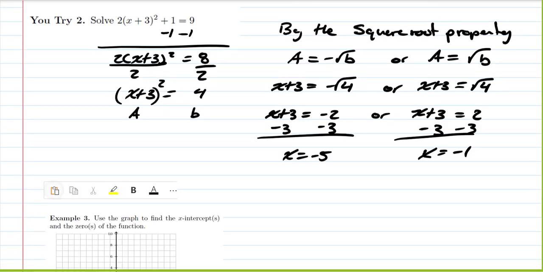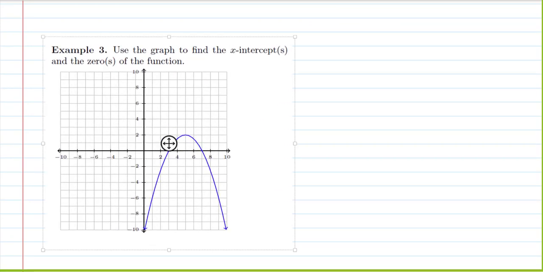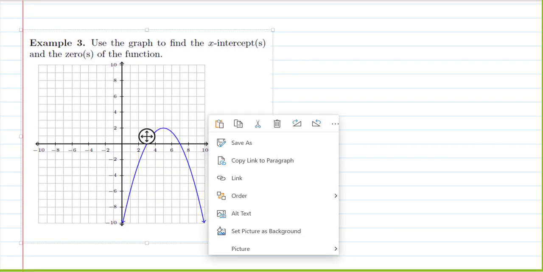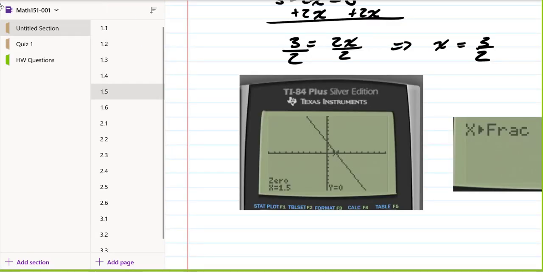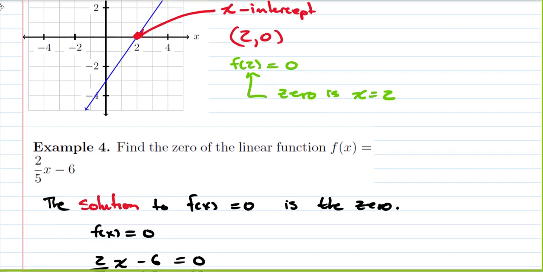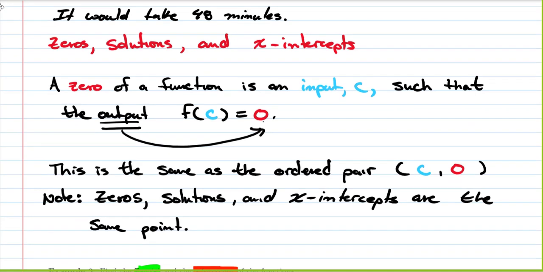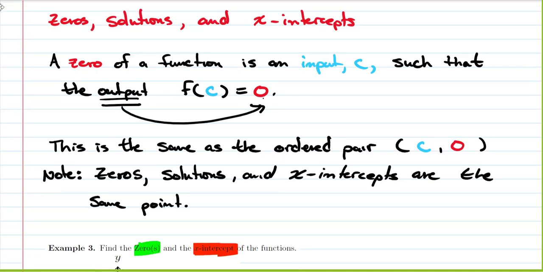So example 3 says use the graph to find the x-intercepts and the zeros of the function. So this is exactly the same thing that we did back in chapter 1, section 5. And just to remind us of our definition, a zero of a function is an input such that the output is equal to 0. This is the same as the ordered pair c, 0, which is actually the x-intercept. And we take note that zeros, solutions, and x-intercepts are the same point.